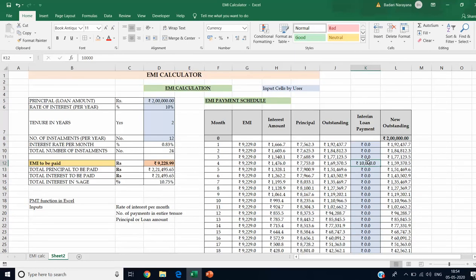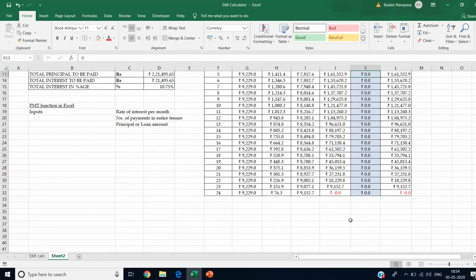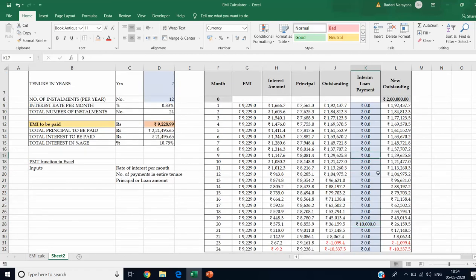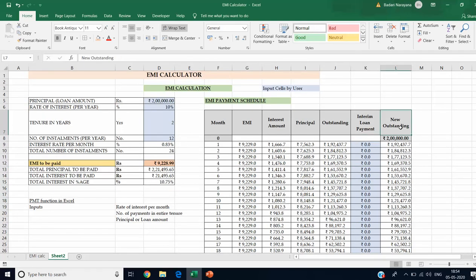Rather, I can also check if I pay the same 10,000 rupees probably in the month of 20,000 rupees. Obviously two EMIs need not be paid, whereas 8,062 has to be paid in the 22nd month. This way I can plan where I have to pay, or whether I have to repay the amount in between, and thereby I can plan my loan amount very well.